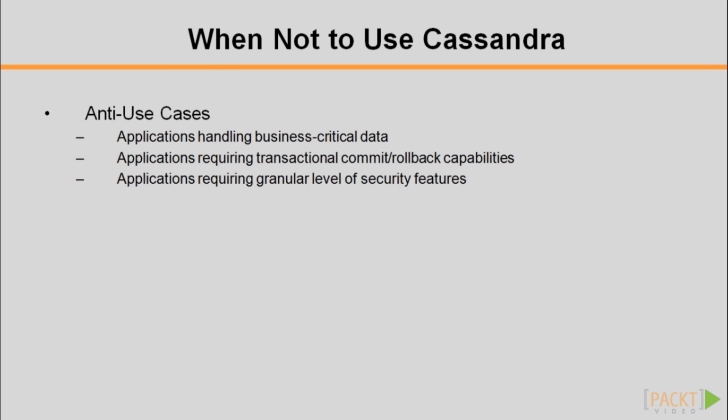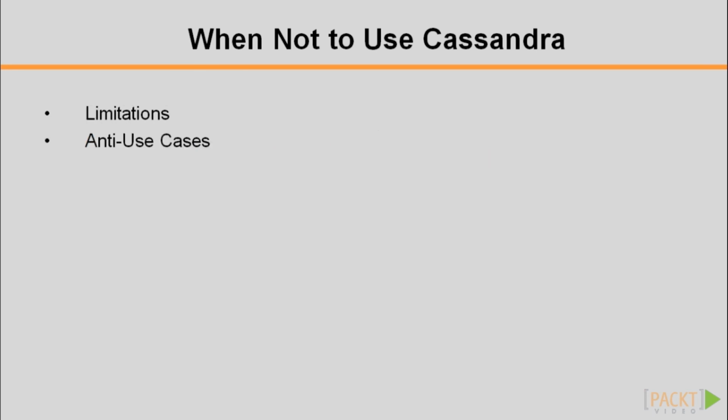Finally, if flexible and fine-grained security features are required, it isn't Cassandra's cup of tea, or you may need to look for commercial editions. We've looked at the limitations of Cassandra and ended with some anti-use cases. Now you know what Cassandra is good at and what it's not. Next, we're going to look at some other popular NoSQL databases and compare them with Cassandra.